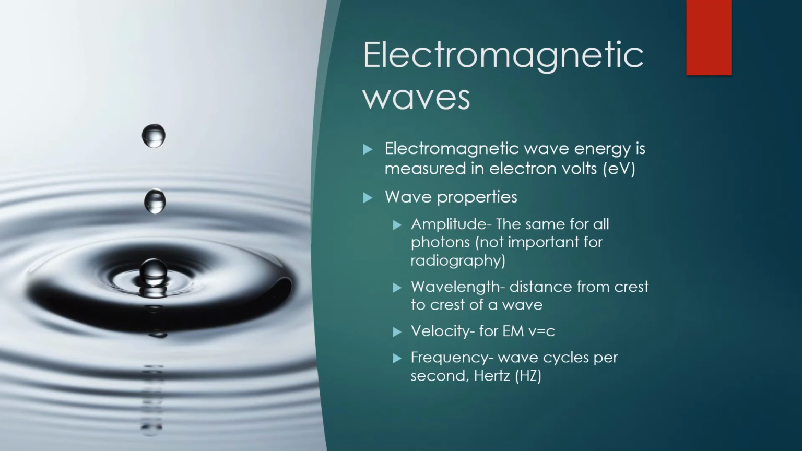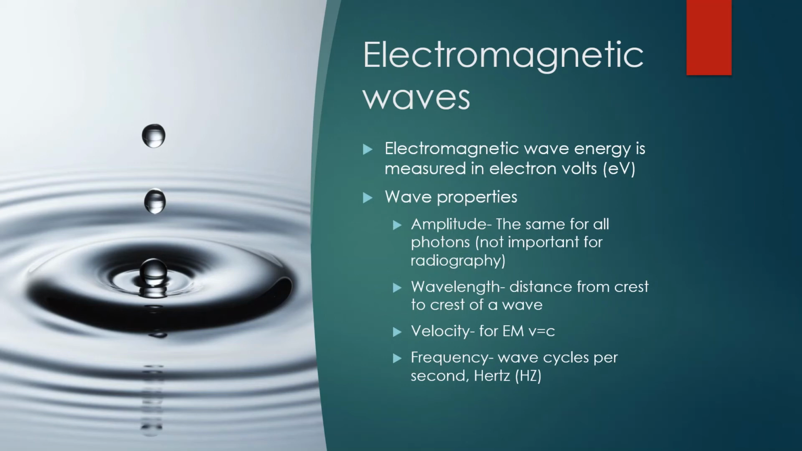Electromagnetic waves are measured in units of electron volts. All waves share the same properties. Our electromagnetic waves have some special properties to them, but let's start with what wave properties are to begin with: amplitude, wavelength, velocity, and frequency. Amplitude is the height of the wave. Not so important for radiography because all of our amplitudes are the same.